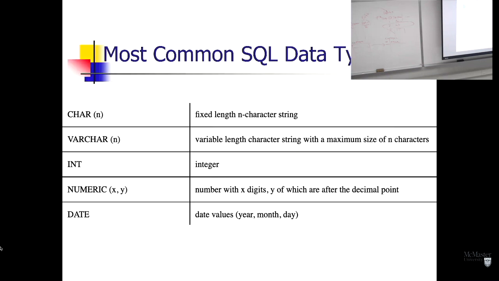So this is from your textbook with the most common SQL data types. As you can see, numeric x,y is a number with x digits, y of which are after the decimal point. For example, if you have numeric 6,3, it means it's 6 digits, and 3 of which are after the decimal point.